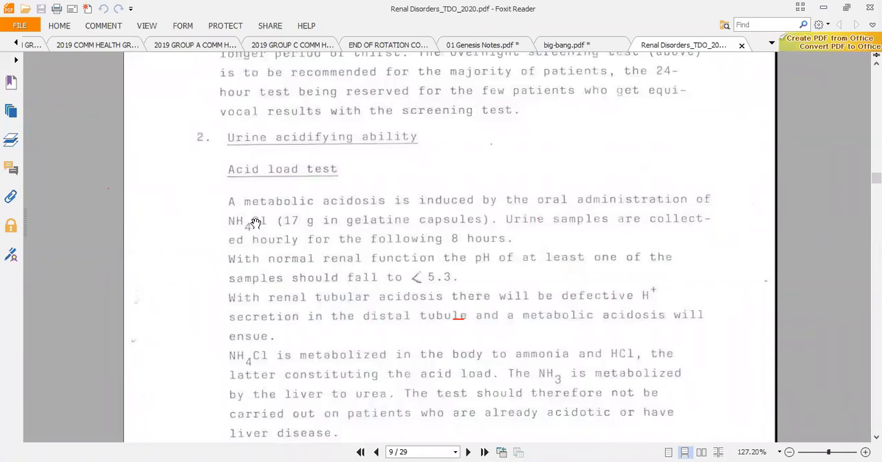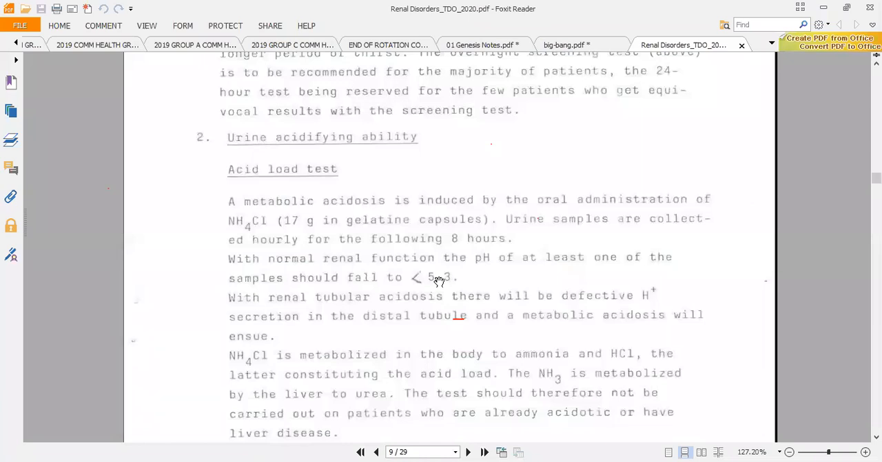Okay, good. Then when you give the person this, we expect that the kidneys should be able to secrete the H plus into the urine. So when you do that, you check the urine pH and it should be less than 5.3. We know that the normal urine pH is between 6 and 8, okay? But if you load the person with this compound, then the pH must be less than 5.3. If you're not getting a pH less than 5.3, then it means that the nephrons have a problem of secreting H plus ions.